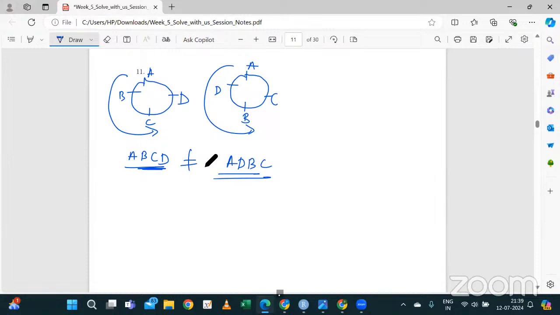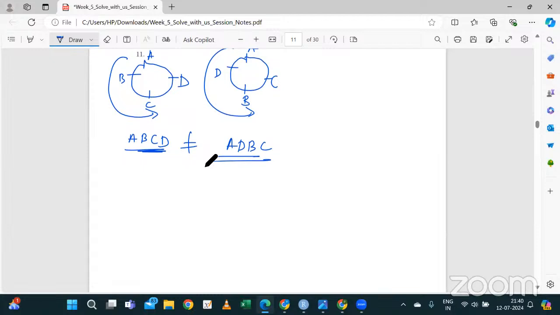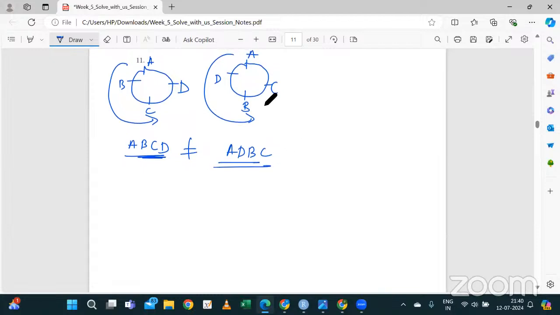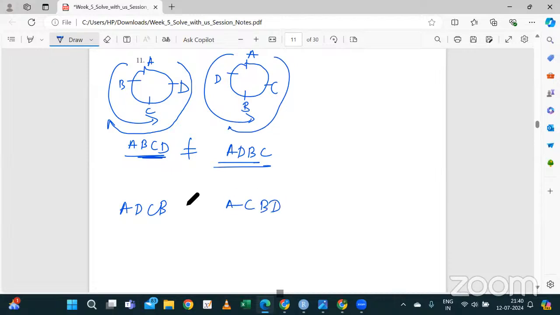What is the meaning of clockwise and anti-clockwise being the same? In that case, the number of ways will be different. Why? Suppose you are seeing it this way, you will get A, D, C, B. If you see it like this, you will get A, C, B, D, right? Are both the same or different? Different, sir. So these seating arrangements are different. That means order matters. I'm talking about the sitting arrangement.